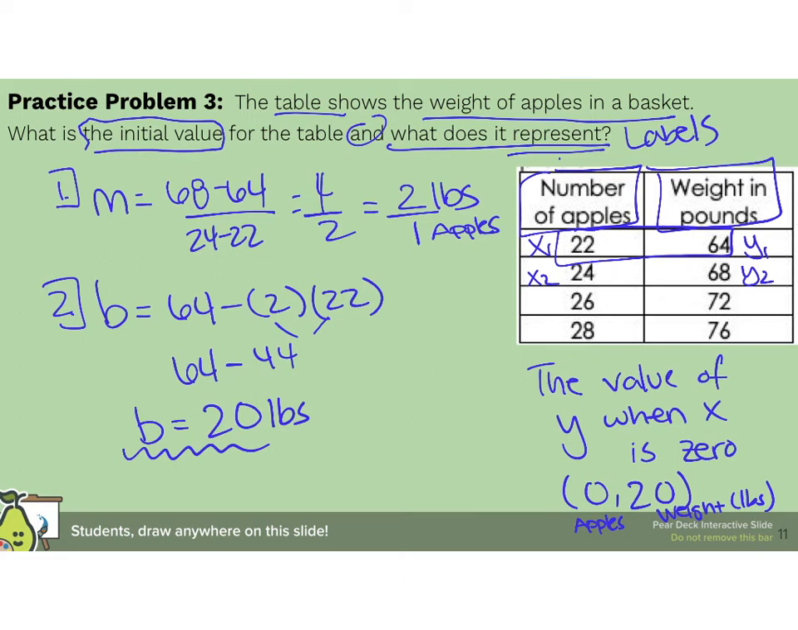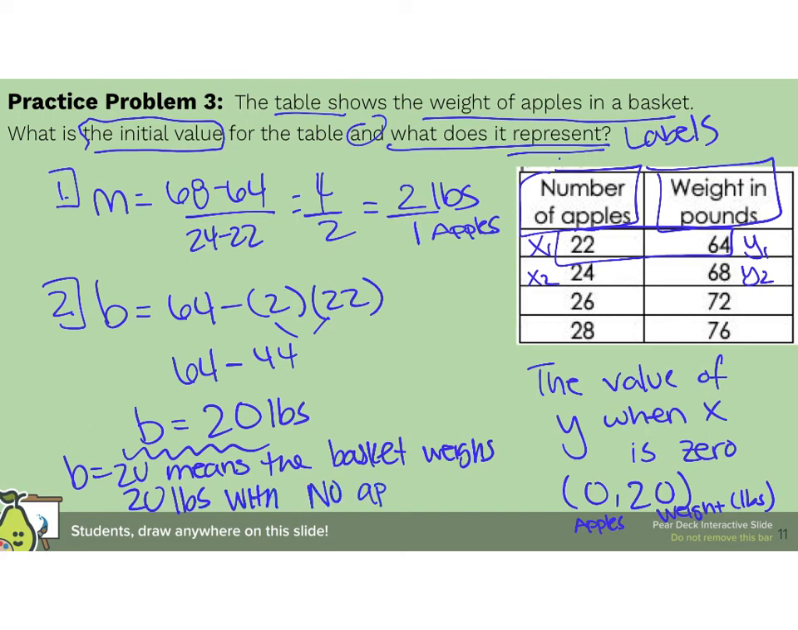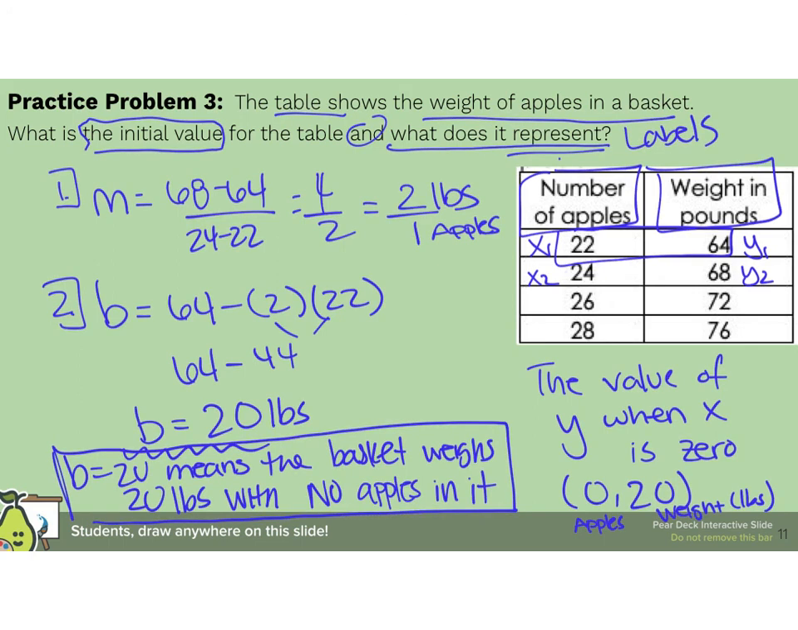So b equals 20 means the basket weighs 20 pounds with no apples in it. And so we box all of that because it has our answer, b equals 20, along with our explanation of what it represents. I think we have one more word problem like this, and then it'll be time for the exit ticket.